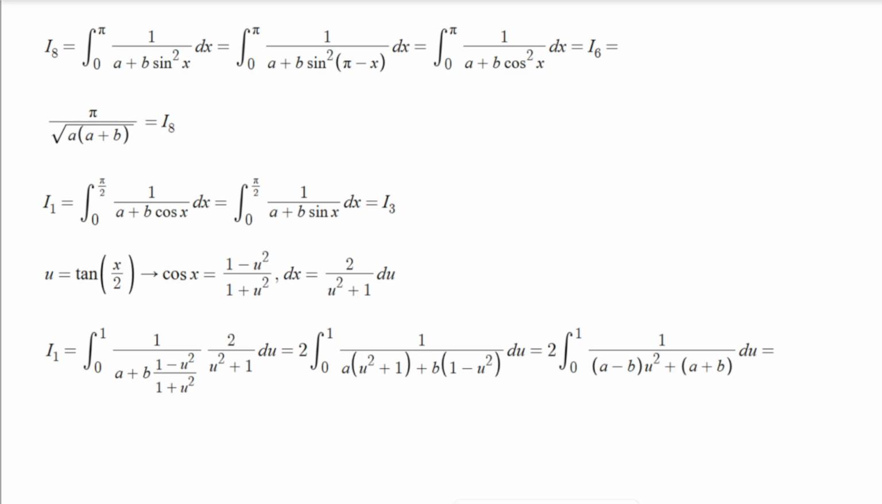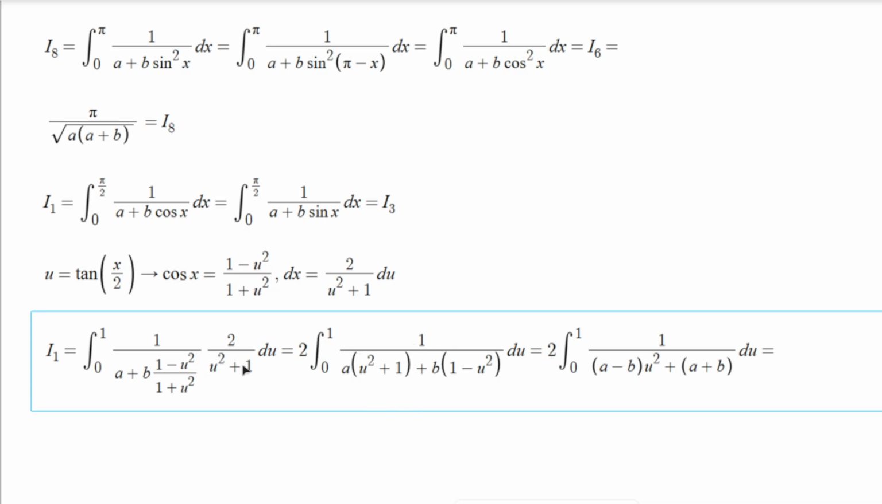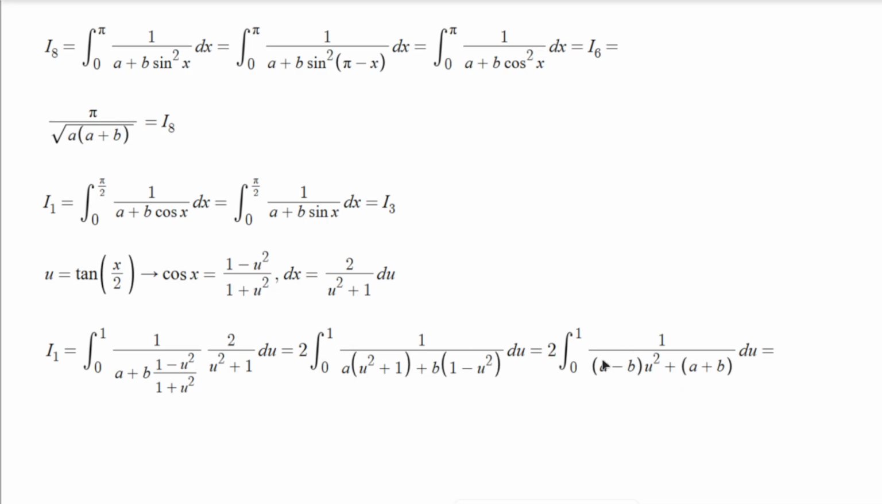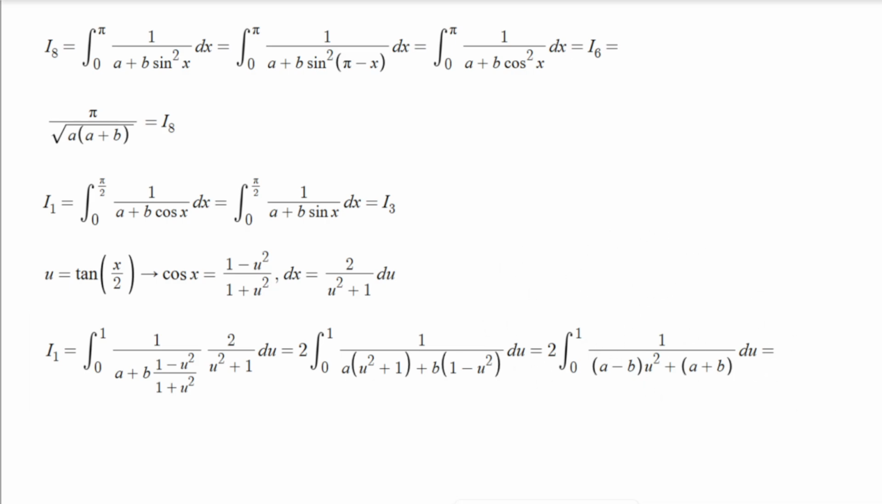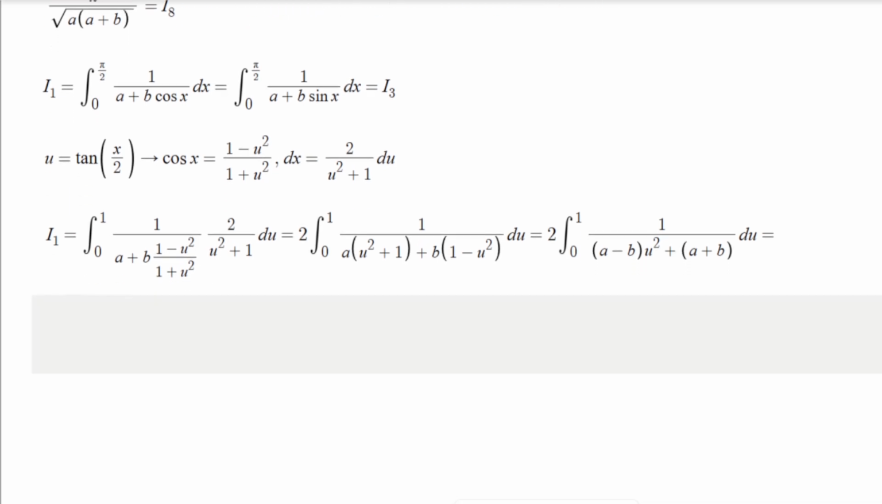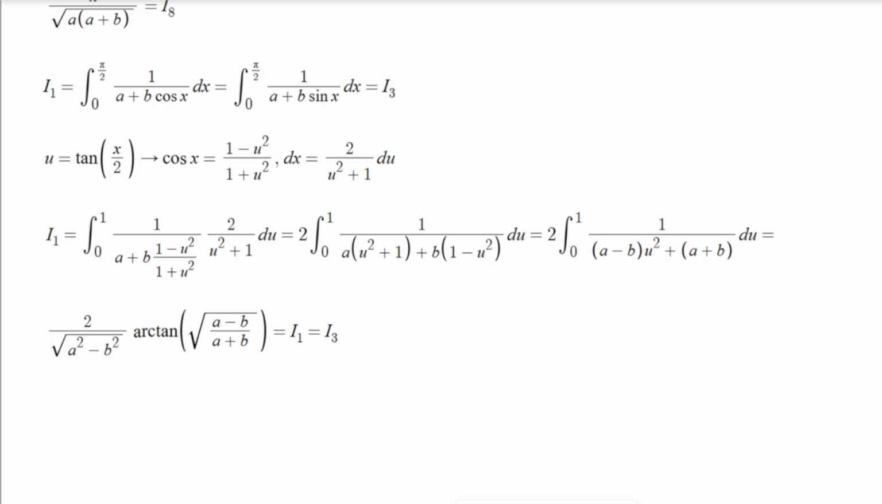You can see I just plugged it in, changed our bounds and replaced cosine x with 1 minus u squared over 1 plus u squared, and dx with 2 over u squared plus 1. Then I distributed the u squared plus 1 and then grouped it like this. And from here, that's kind of a trivial integral to evaluate. There are formulas for it that you learn in first semester calculus.